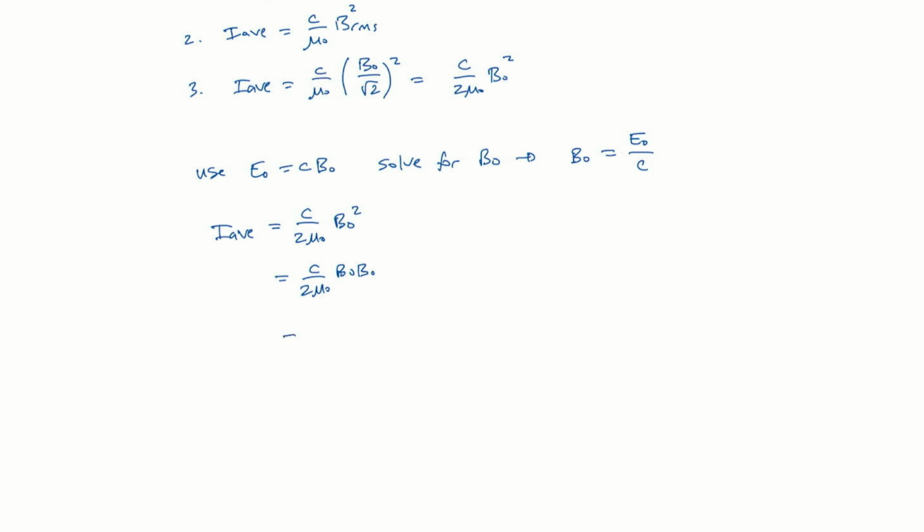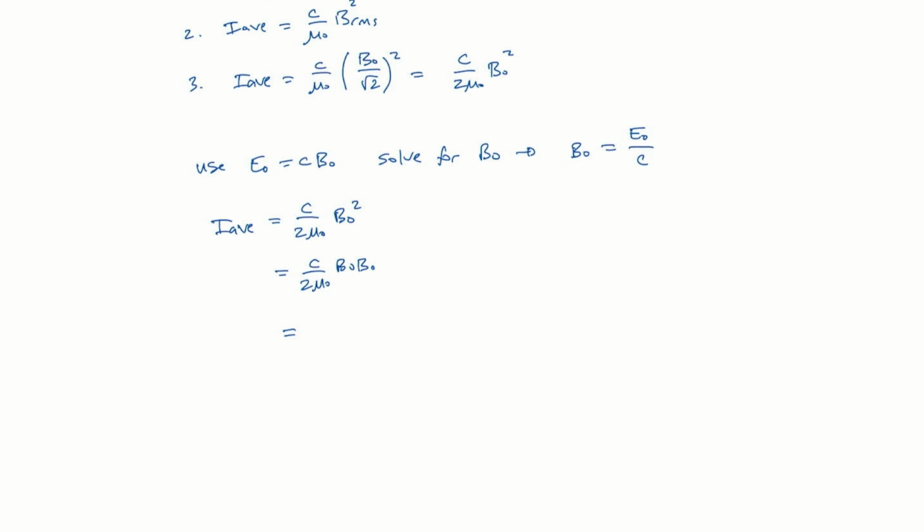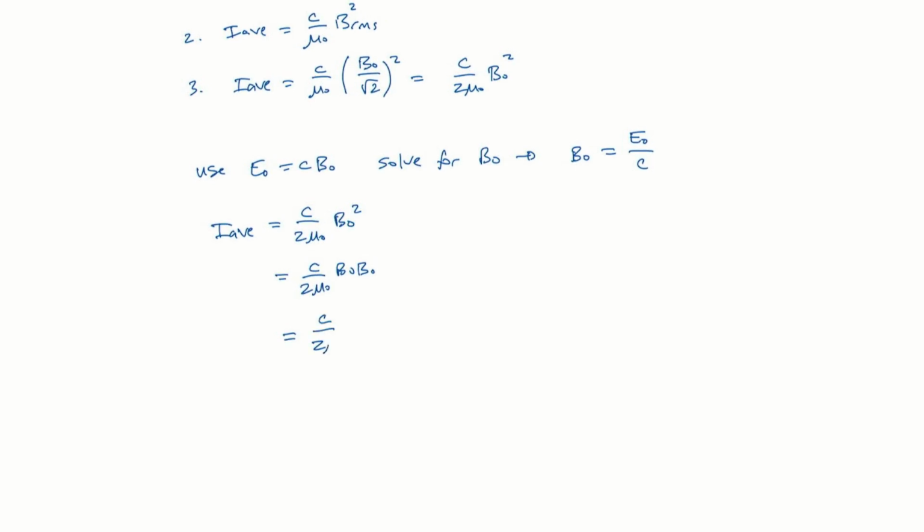And now let's substitute for one of the B naughts, and we have C over 2 mu 0. We'll put E naught over C. And then we'll leave our other B naught. And we get our fourth equation for average intensity. The C's will cancel. We have E naught times B naught over 2 mu 0. So we can call that equation 4 in terms of both the electric field and magnetic field, both peak values.